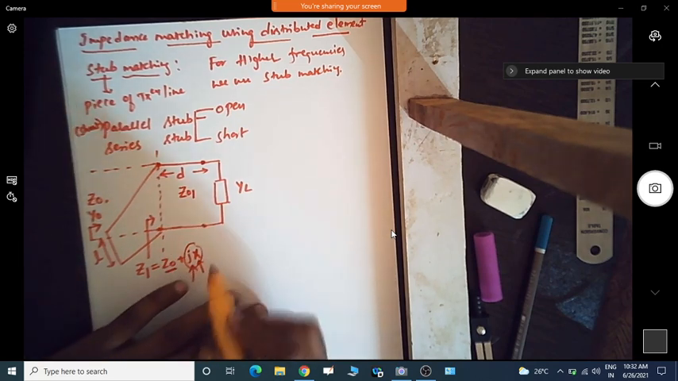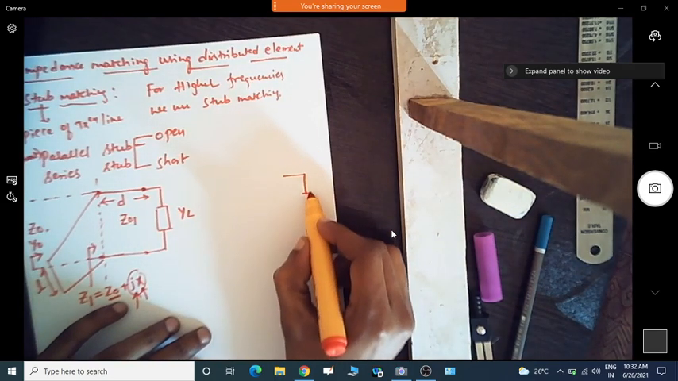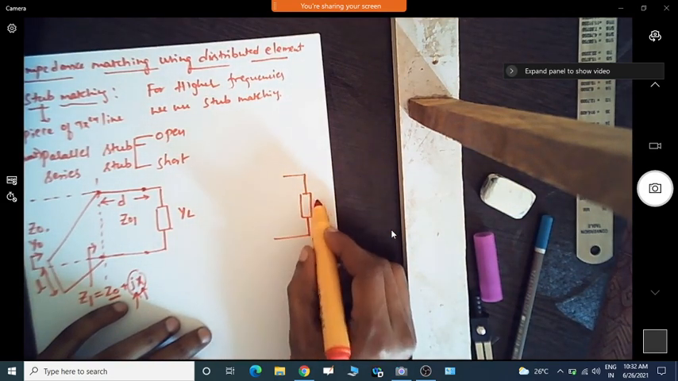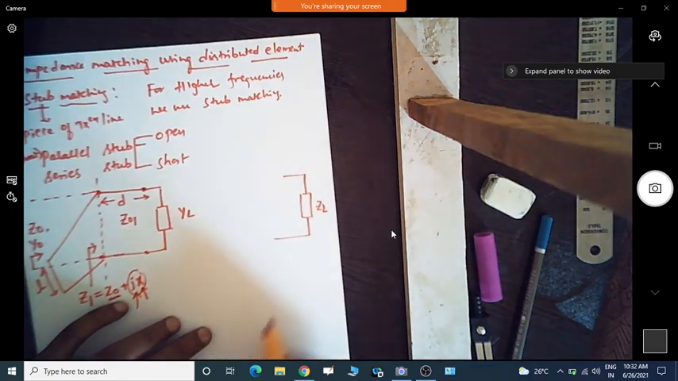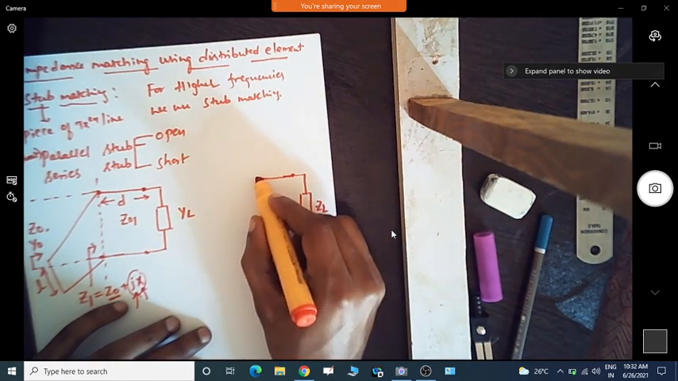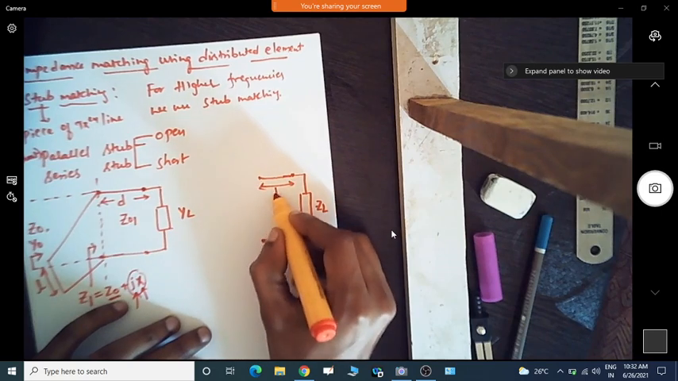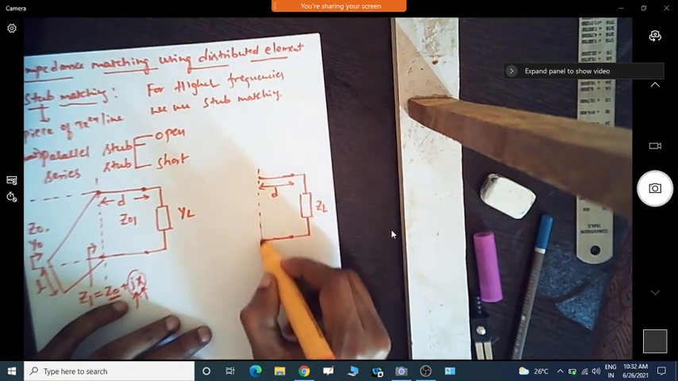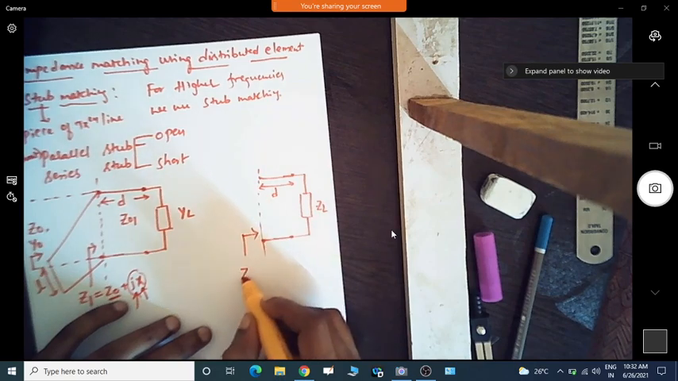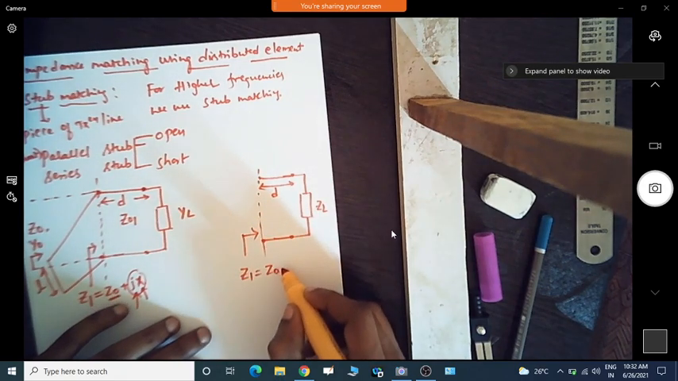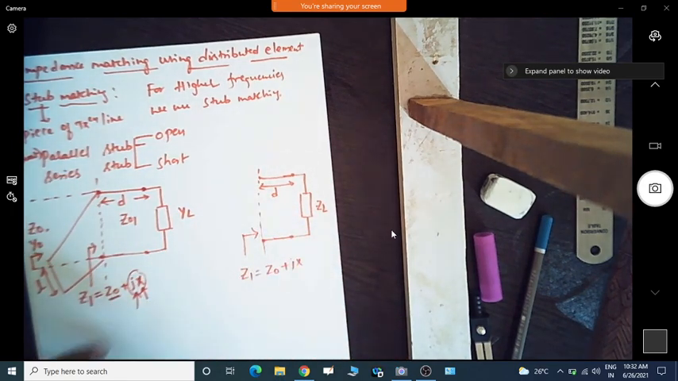Similarly, for the series case, if I have ZL and the connection of the transmission line from the load point, we have to move a distance in such a way that at this point I see an impedance equal to Z0 plus jX.